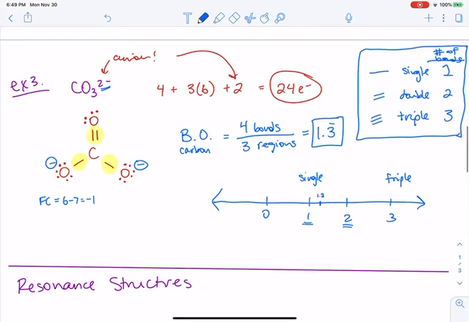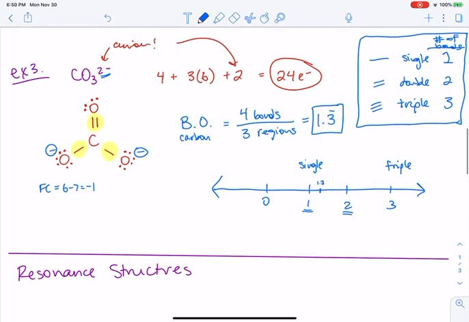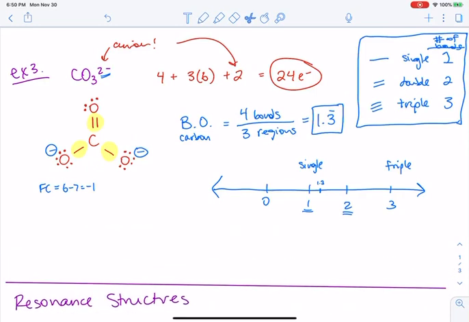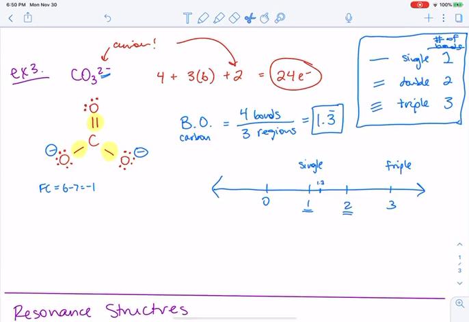Before we answer how that can be, let's think about some other implications of this. So here, let's see. I want to move all this stuff down. So we've got single, double, triple. So we'll have strength and length.